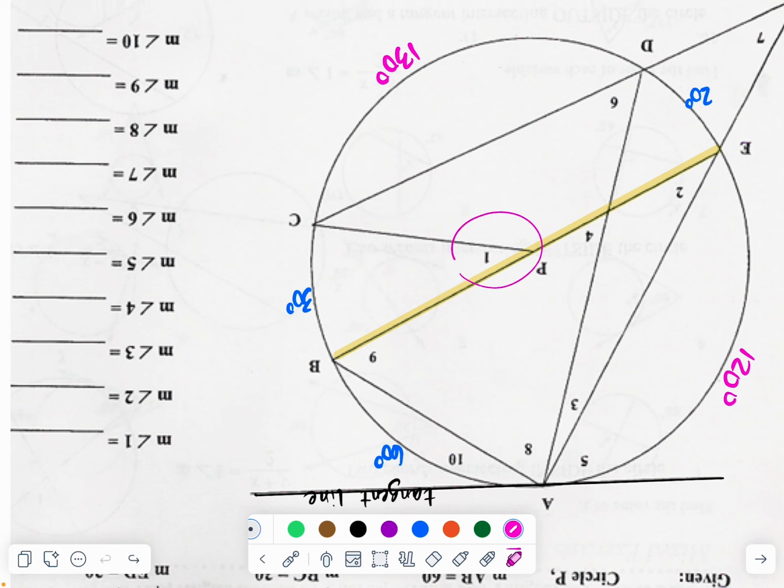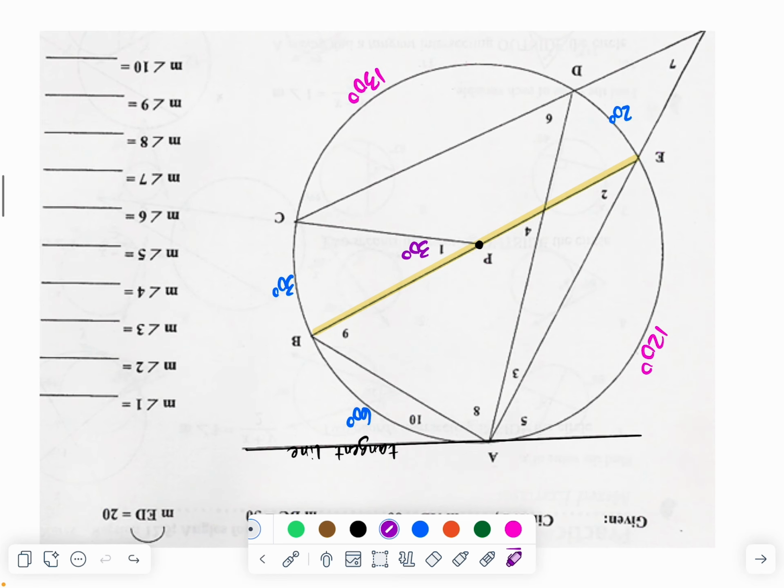Another thing I happen to notice is angle 1. Angle 1 is a central angle. I'm going to emphasize the center P here. Angle 1 is a central angle, which means it is the same measure as its intercepted arc. So there's your 30 degrees. I'm not sure if I can go in order here, but I'm going to try. Angle 2 is right here, and it's an inscribed angle, which means it's going to be half of its intercepted arc. So it's also going to be 30 degrees.